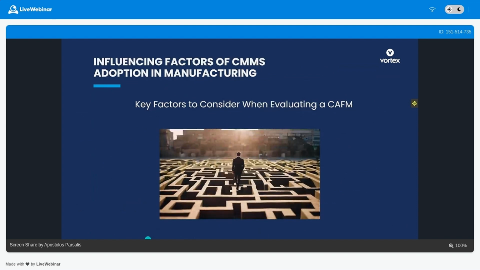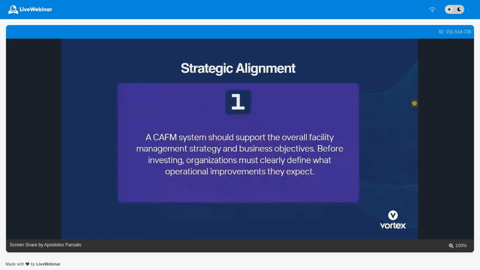We're going to discuss 11 important factors that you need to take into consideration when it comes to a CAFM system investment. So let's start with the first one, what we call strategic alignment. A CAFM system should support the overall facility management strategy and business objectives. Before investing, organizations must clearly define what operational improvements they expect. And this is one of the really important factors.